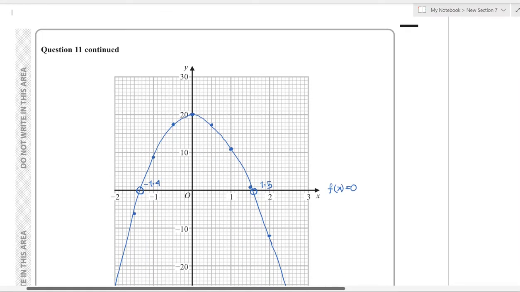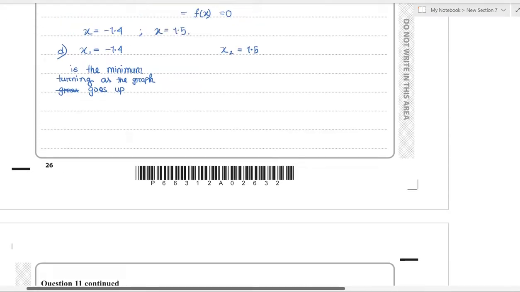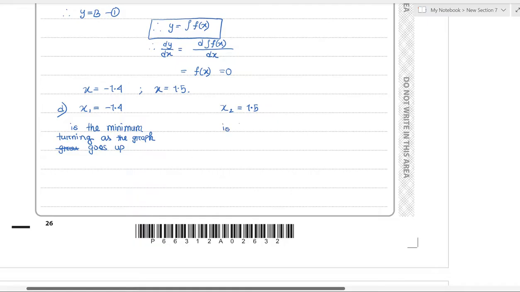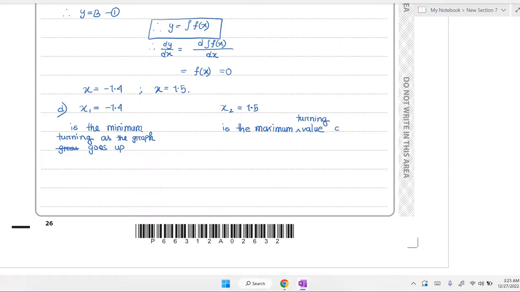and this is the 1.5 portion, and if you increase the value for x, that is, let us consider 0.2. So when you use the value for x 0.2, you can see the graph is decreasing, right? So after 1.5, the graph has a decreasing pattern, which means that 1.5 must be the maximum value of that curve. So 1.5 is the maximum turning point as the graph goes down.